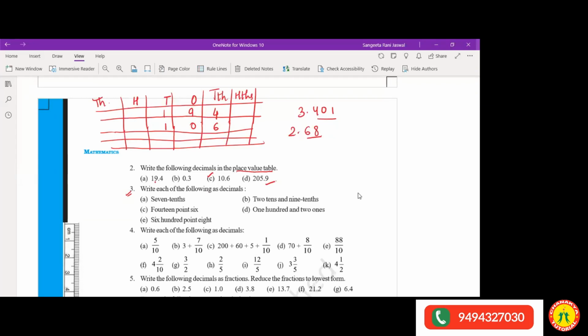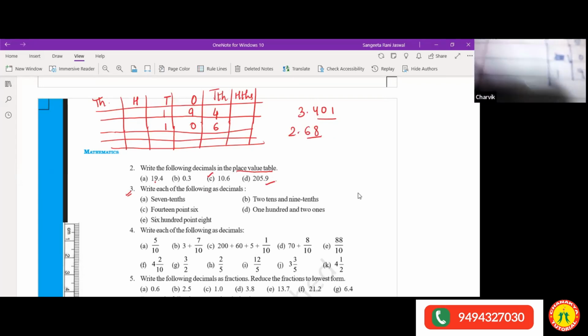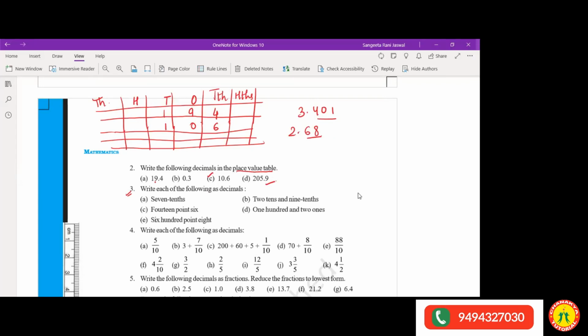Yes, Charvik, what are you showing me? Ma'am, done with all. Okay, good, very good. Now see question number 3. That's 7/10. 7/10 means this is at the tenth place, where in the denominator I have 10. Okay, I'll show you one more.